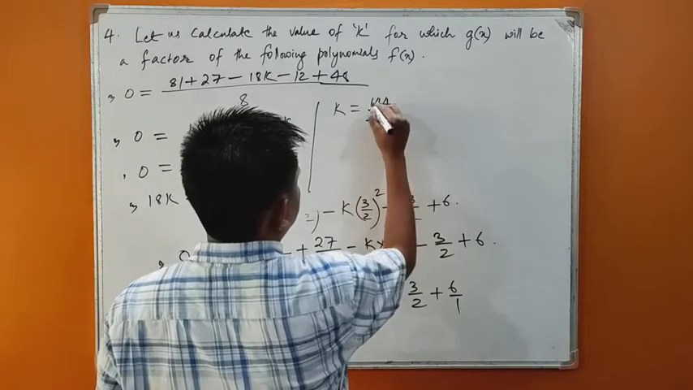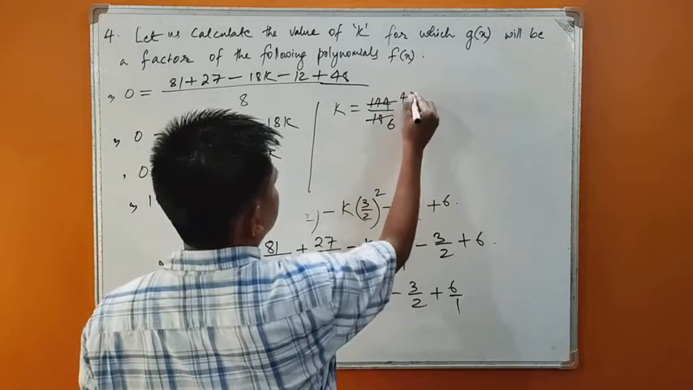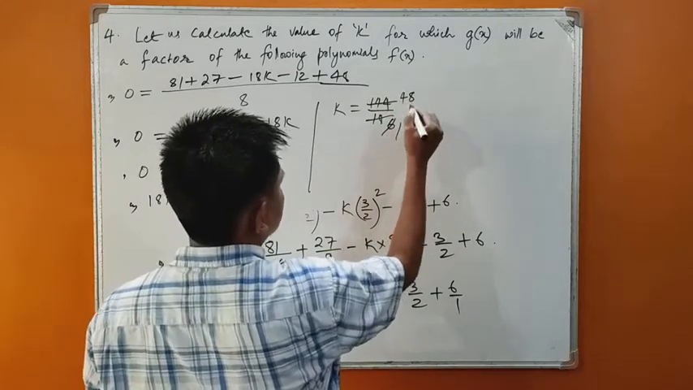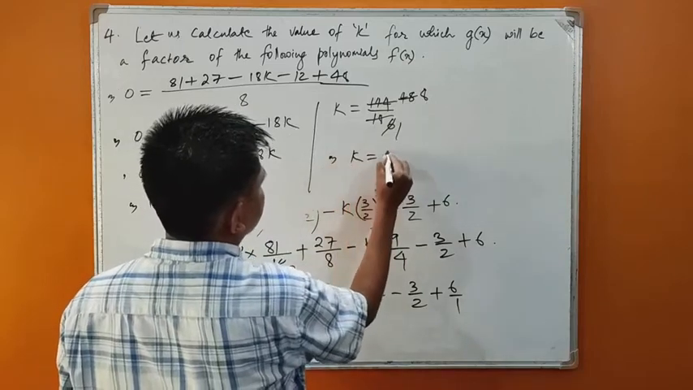3 6s are 18, 3 4s are 12, 3 8s are 24, 6 1s are 6, 6 8s are 48, or k equals 8.